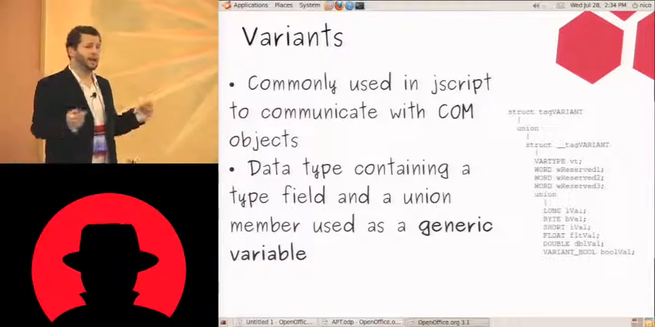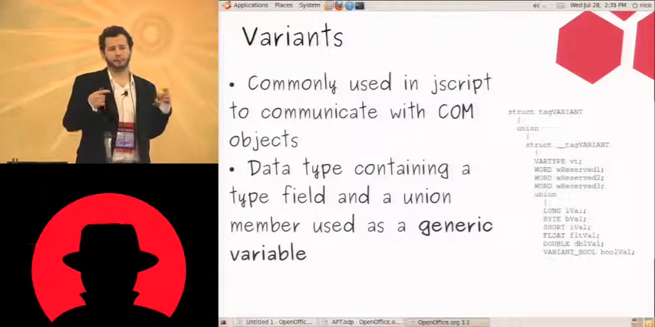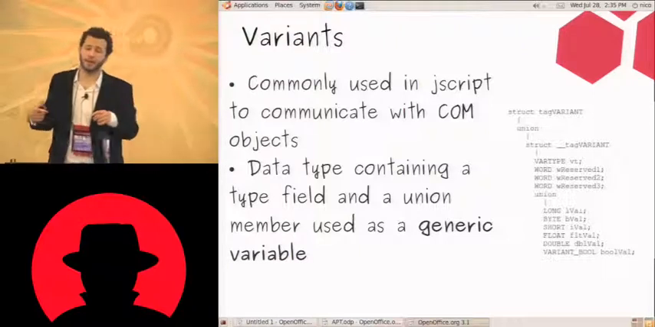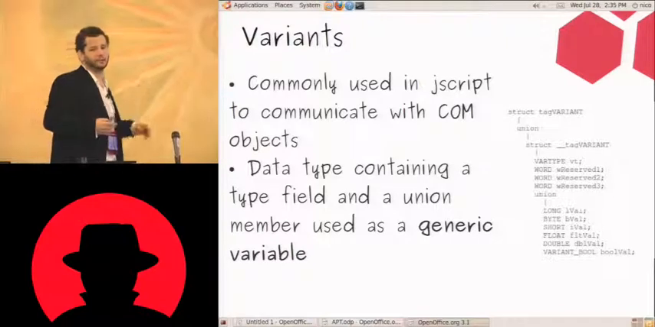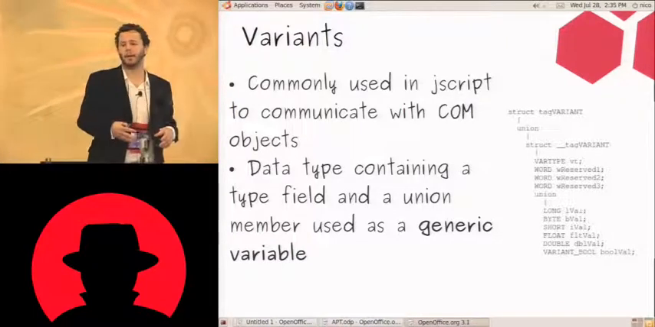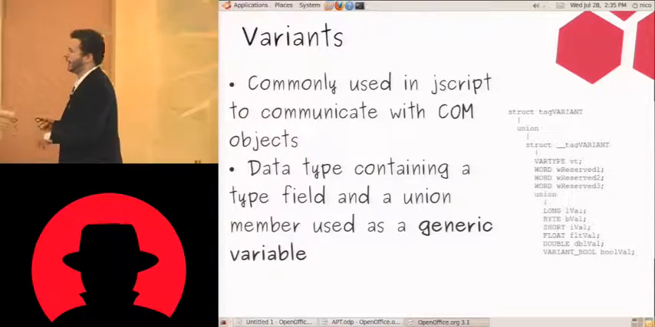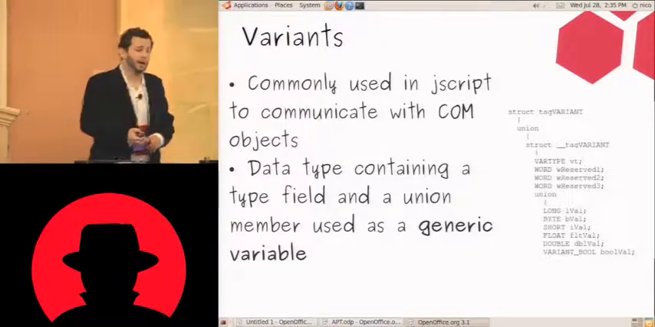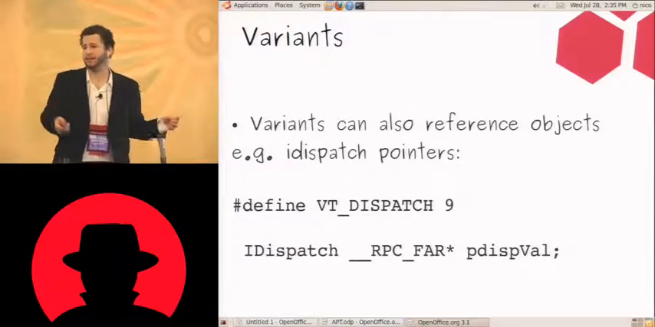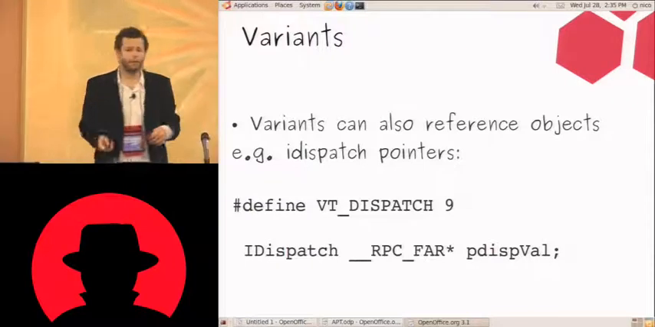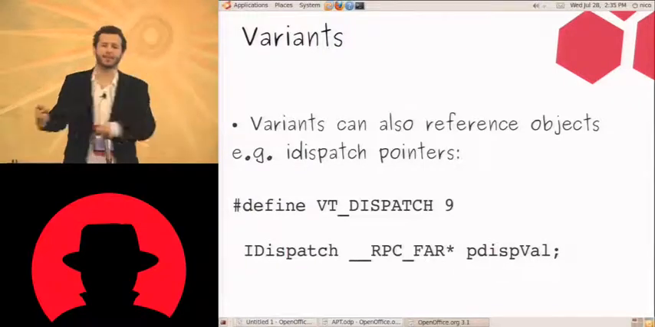Basically, it has a small field that says which type of content that variant has inside, and then it has a big union with a lot of different types of things that that variant can hold. As you can see here, you can have a long, a byte, a string, and what is useful for us, which is an IDispatch, which is basically an object. So if your variant is of type 9, it will have an IDispatch.